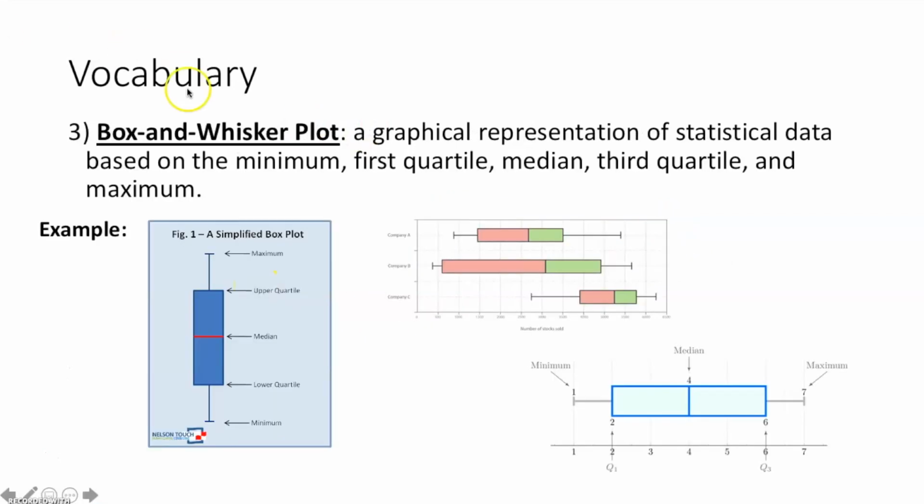Now, a box and whisker plot, also called a box plot, is a graphical representation of statistical data based on the minimum, first quartile, median, third quartile, and maximum. And here you can see what these look like. Box and whisker plots have a box in the middle with our median, our first quartile, and our third quartile. Then our minimum and maximum are the whiskers. They make up the whiskers of your box and whisker plot.